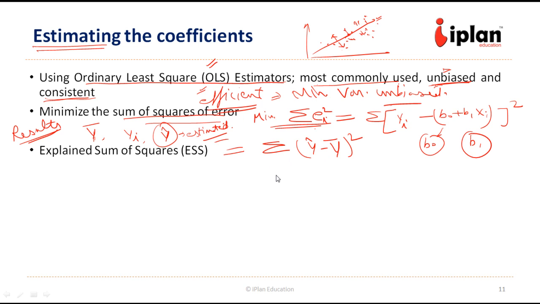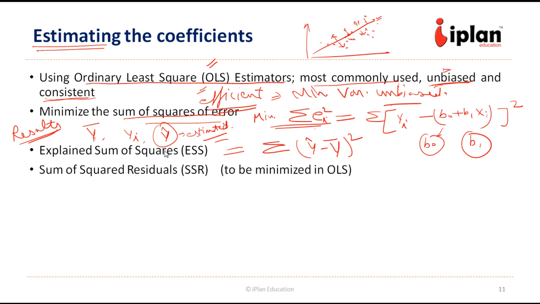The second important term in these results is the sum of squared residuals, SSR. This is what is to be minimized in ordinary least squares estimation. We can write it as the summation of squares of the error term, which is the difference between the actual y and the estimated y. This is SSR, the sum of squared residuals.